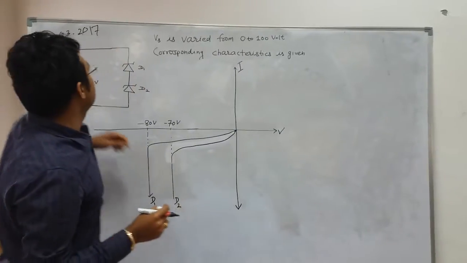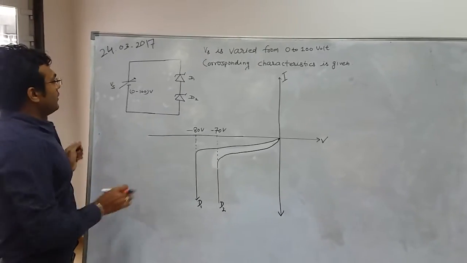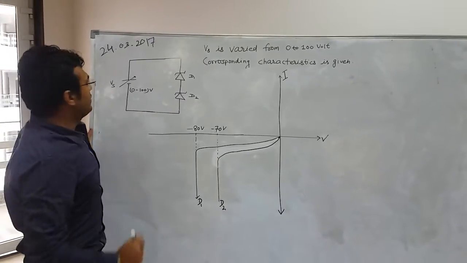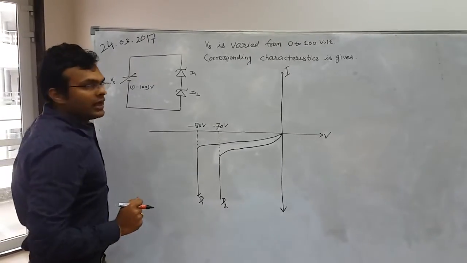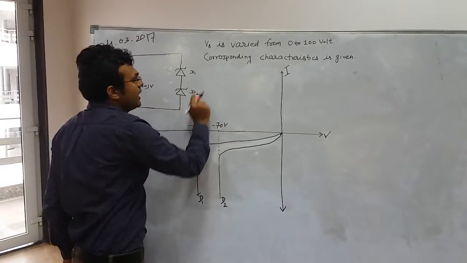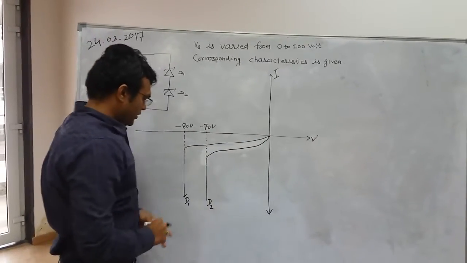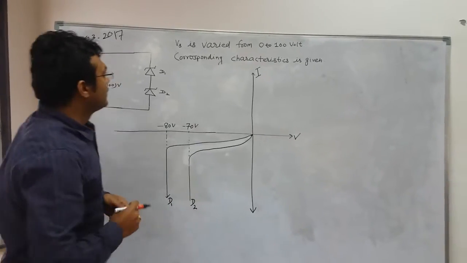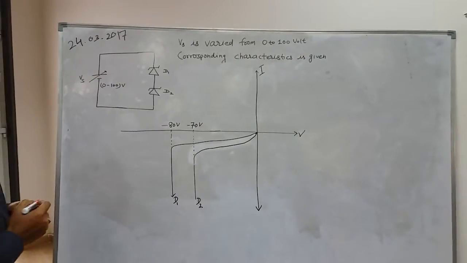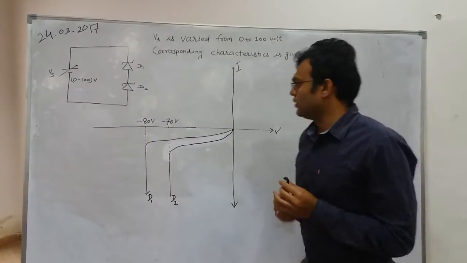For the very first query which we have got on 24th, the question says that if Vs is varied from 0 to 100 volt, then out of which Zener diode will break down, and the corresponding characteristics for this Zener diode, D1 and D2, are given. So what will be our thinking, what will be our procedure to solve this?